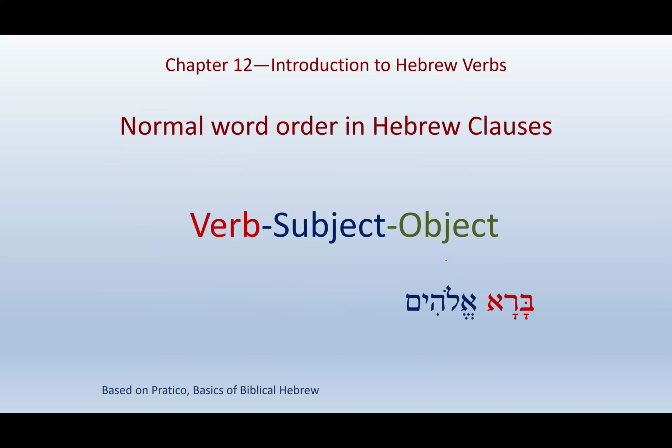For English, we have to bring the subject before the verb because that's how we do it in English. And then the object, by the way, these are color coded with verb, subject, object. We have he created. Who did it? God. God created the heavens and the earth.